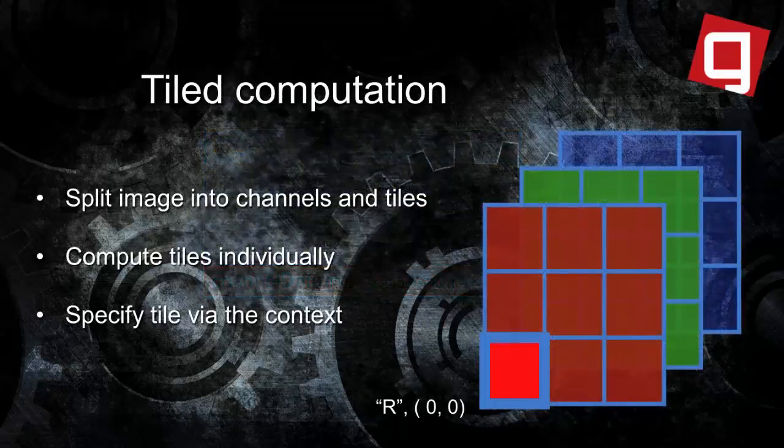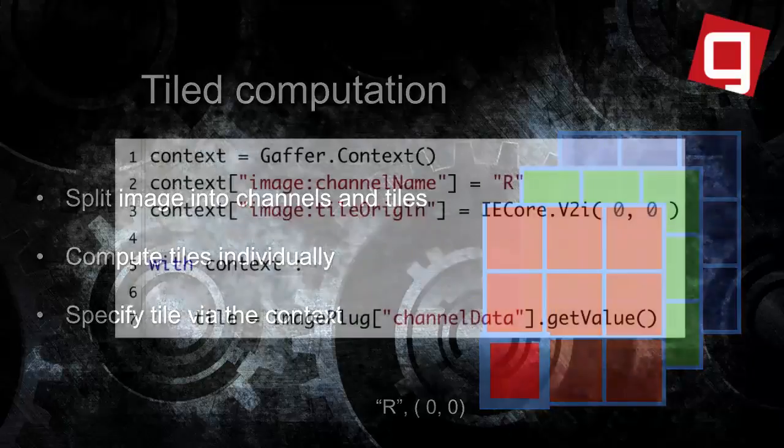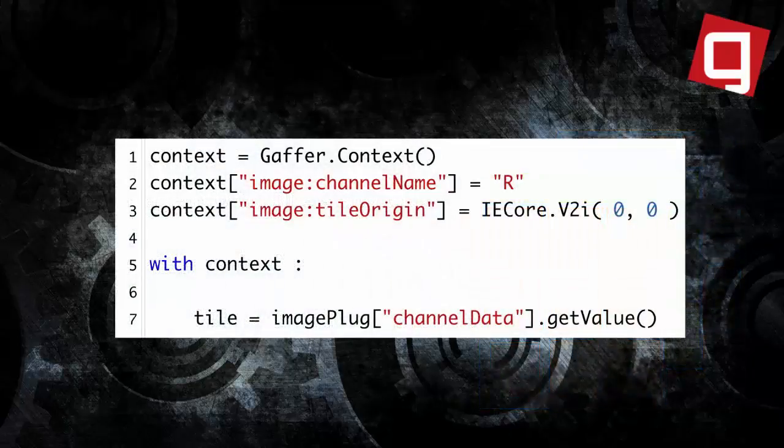So naturally you just break things down. We break things down into tiles within channels, and then we simply specify which tile and which channel we want in a context. So we just put entries into the context as if it's a dictionary saying we want the red channel and the bottom left tile, and then we pull on the plug. And that'll give us the data for just that tile. And then by spawning a bunch of different threads, we can pull in multiple tiles in parallel.